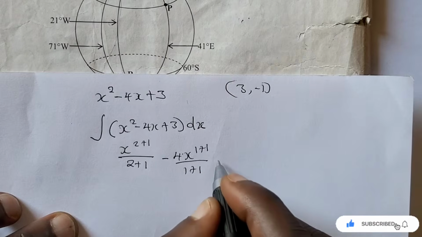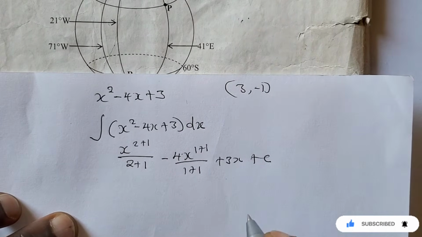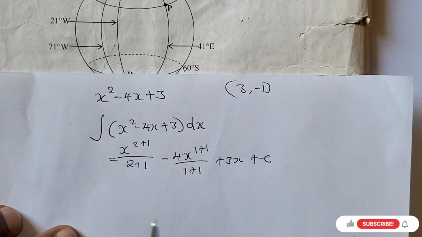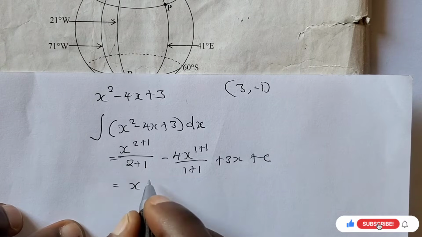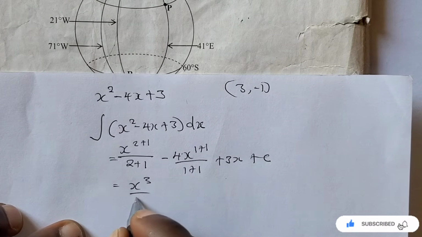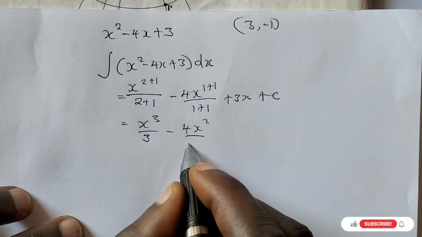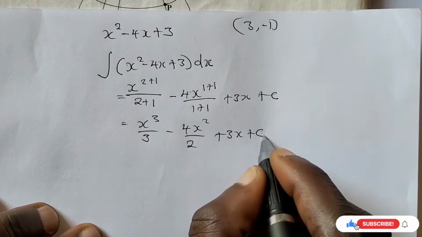plus 3x plus c. Am I right? Plus c, because these are indefinite integrals, right? Okay. So this will be x to the power 3 over 3 minus 4x squared over 2, plus 3x plus c.